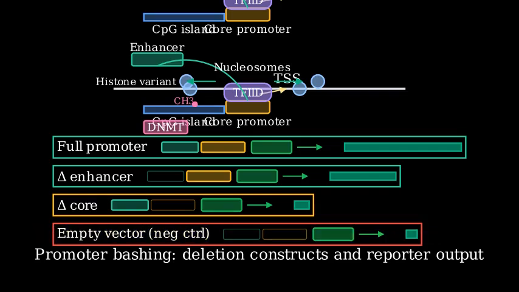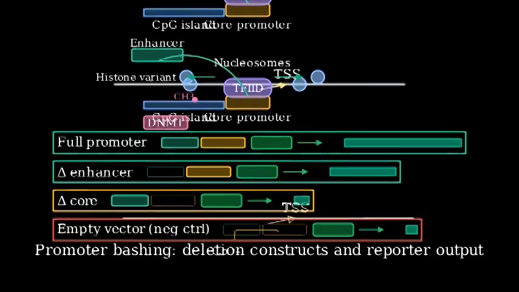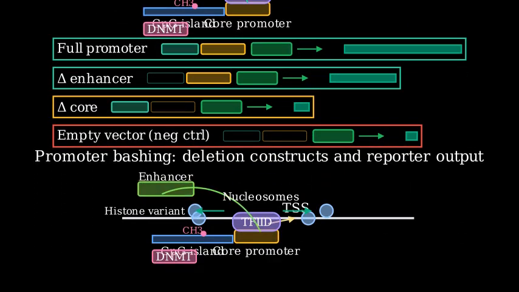Let us connect the assay back to the DNA map. The enhancer acts at a distance, often by looping, so deleting it reduces expression but leaves a basal level. The core promoter, recognized by TFIID, is essential for basal transcription. Heavily methylated CpG islands near the promoter tend to silence expression, and opening chromatin can increase it.